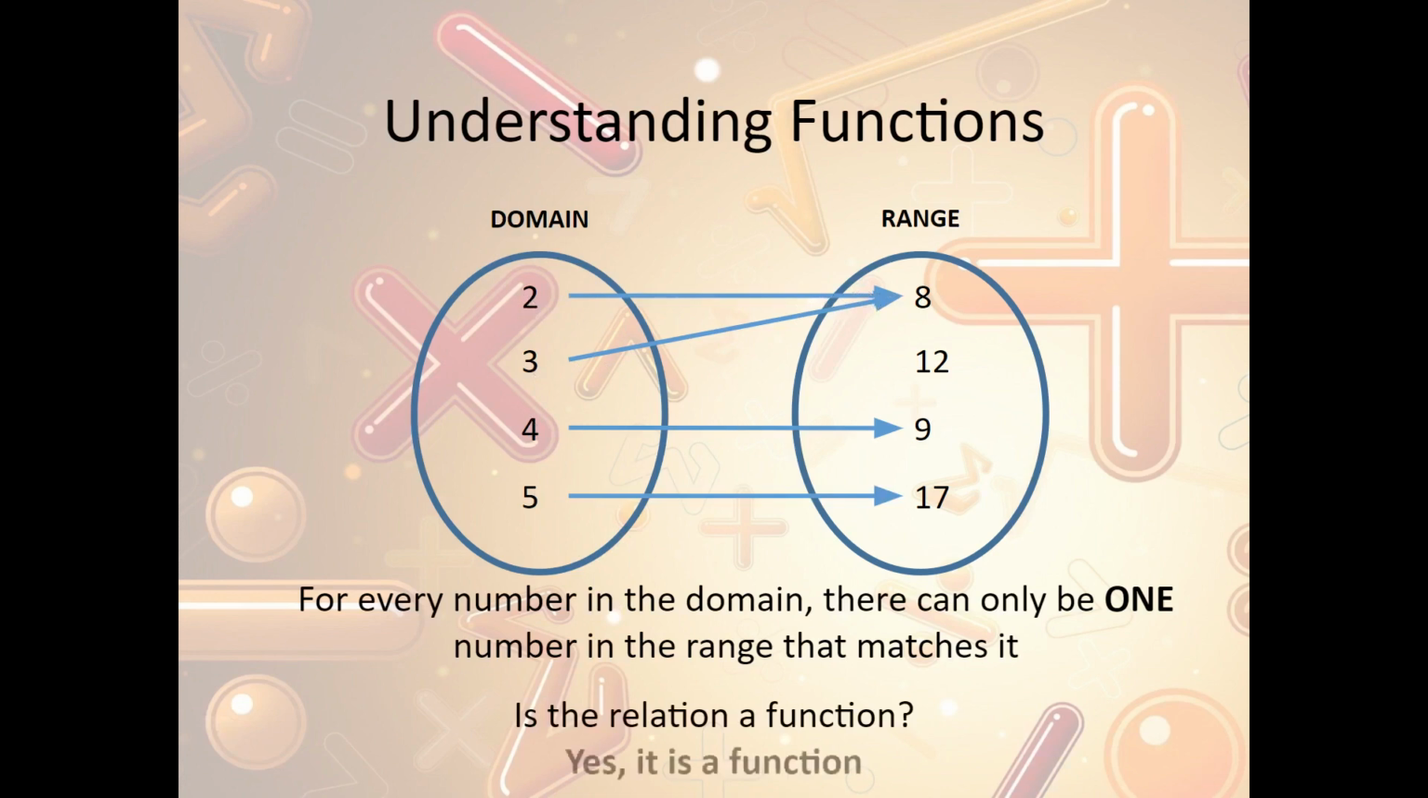The answer is yes, it is okay, and this is still a function, because 2 is only with 8, and 3 is only with 8. It doesn't matter that they're both going to the same place. The issue would be if x is mapped to two places, but each x, 2 and 3, are only mapped to one place. They're just mapped to the same place. So yes, this is still a function.